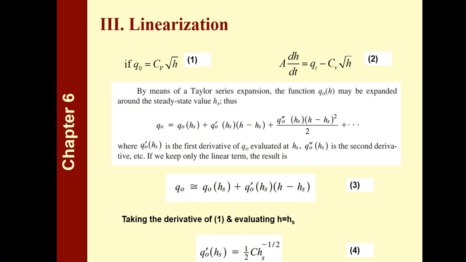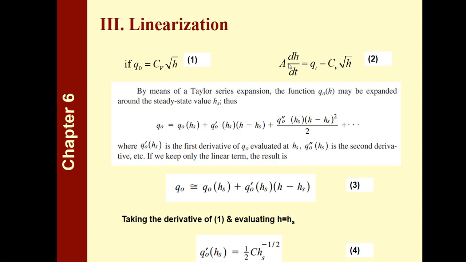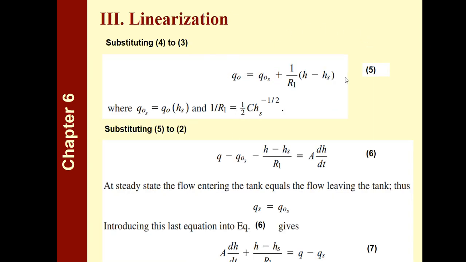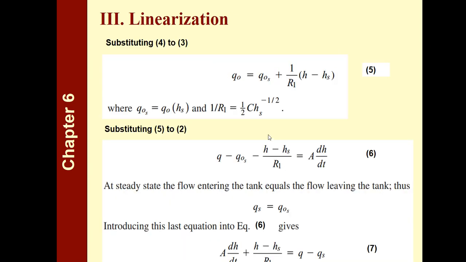This h sub s, since this is the level at steady state, it's a constant. So we can assign a new constant for this, and that's what is done here. It was assigned a value of 1 over R1. So if we substitute equation 5 into the original equation 2, which is our nonlinear equation, for the q sub o, your original equation is converted into this form.